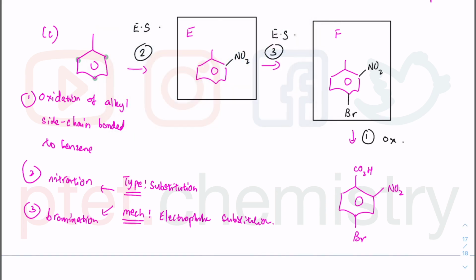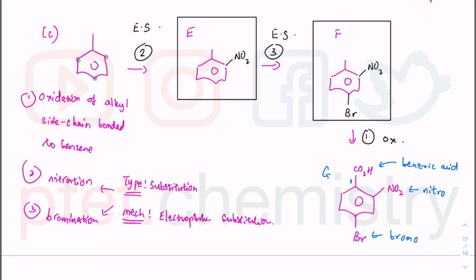Now going back to the original question, they say give the systematic name of compound G. So this is the benzoic acid, because it is a 1 carbon carboxylic acid bonded to a benzene ring. This is a nitro group. This is a bromo group. The benzoic acid is the number 1 important carbon there bonded to the benzene ring.